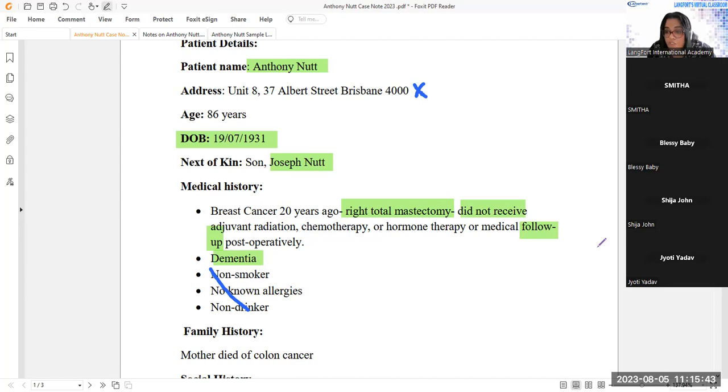Blessy, Smita, Shija, Jyoti, Manju, Asma. Did I convey myself clearly? Yes, ma'am. Okay. If you have any questions, feel free to interrupt me and ask. Do not hesitate.